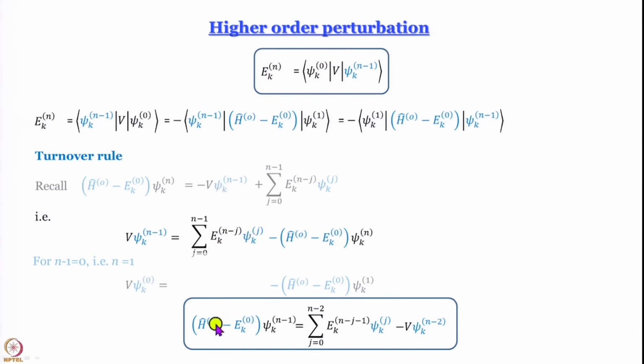So, what do I get? H 0th minus E k 0th operating on psi k n minus 1th. You can just look at this relationship here, it is equal to sum of j equal to 0 to n minus 2. Here it was n minus 1, here it has become n minus 2. E k n minus j minus 1th, here it was n minus jth, instead of n everywhere I am writing n minus 1. So, n minus j minus 1th operating on psi k jth, that remains the same, minus V operating on psi k, instead of n minus 1th I write n minus 2th.